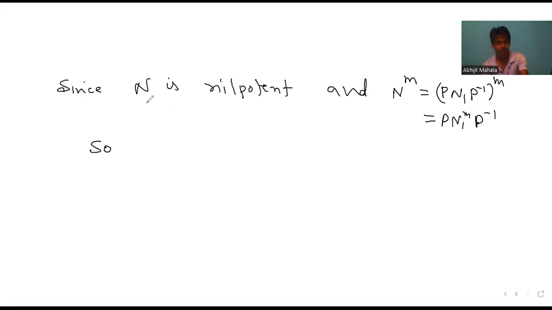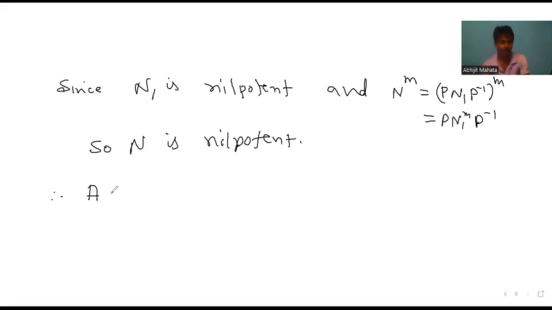Nilpotent means N to some power equals 0, and that power you take in the place. Okay, so N1 is nilpotent, and so N is nilpotent. Why? Because N1 nilpotent means N1 to the power something equals 0. So now if you take N to the power m, that also gives you 0 because of this calculation. So nilpotent.